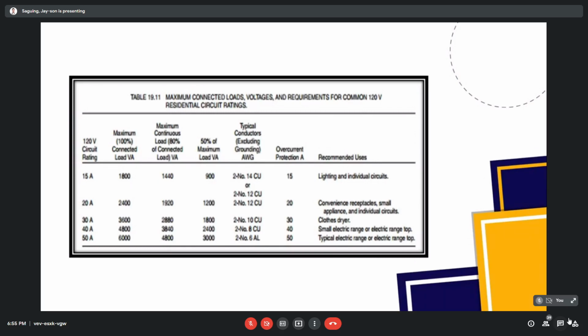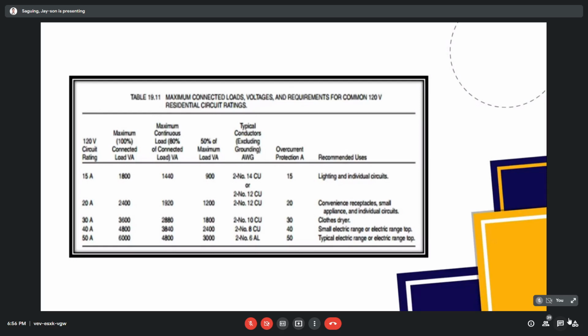And for the fifth column, we have here the suggested or the typical conductors, excluding grounding in AWG. And for the sixth column, we have here the overcurrent protection in amps. And the last column, we have here the recommended uses. So taking for example, the 15 amps 120 volt circuit rating. In order to find its maximum connected load, we are just going to multiply 15 amps by 120 volts. So your answer is 1,800. And for its maximum continuous load, which is just 80% of the connected load, we have here 1,440.